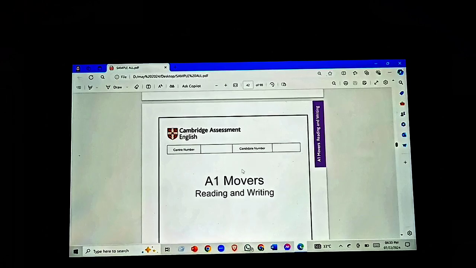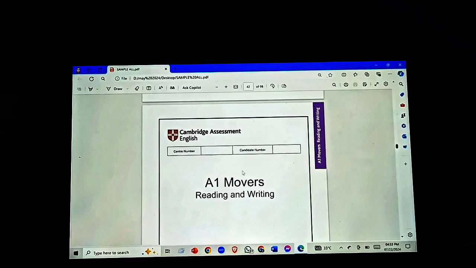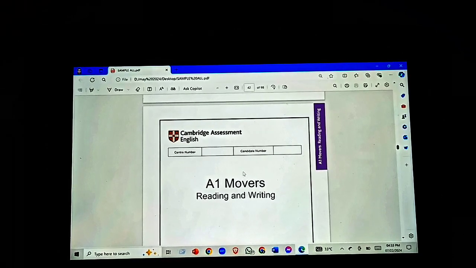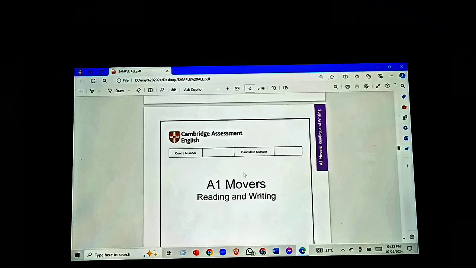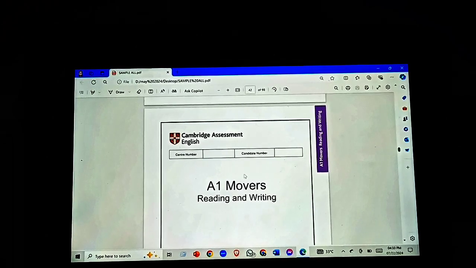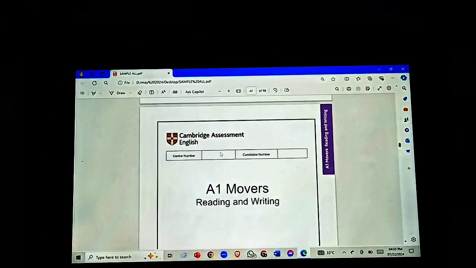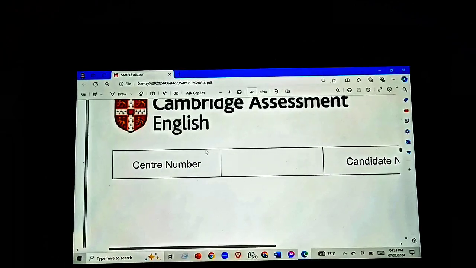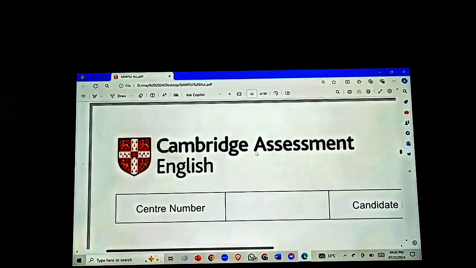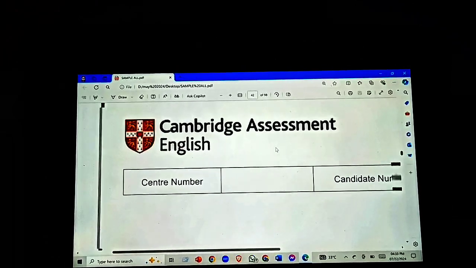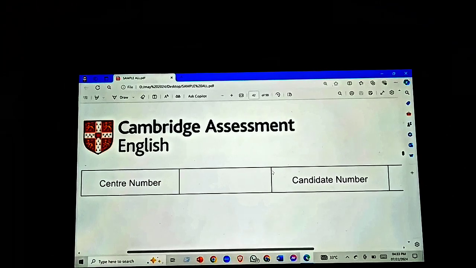So in today's video, we're going to talk about the reading and writing module of A1 Movers. The level is A1 and we call it by the name Movers. You can see the official logo of CAE, which stands for Cambridge Assessment English. And we are seeing there is a center number and a candidate number.